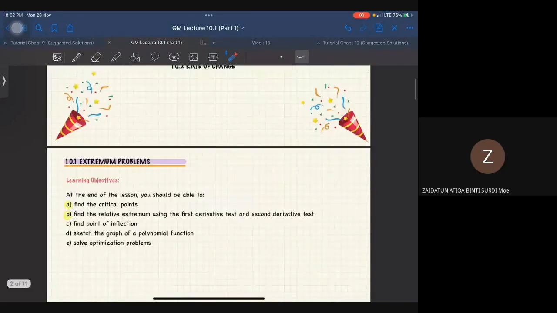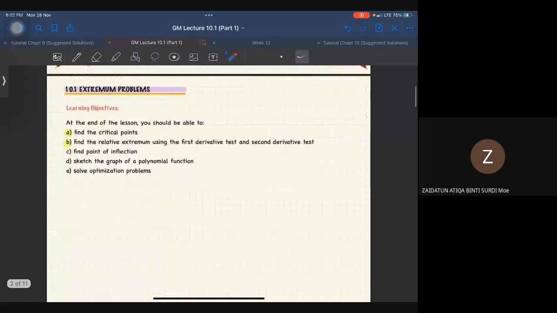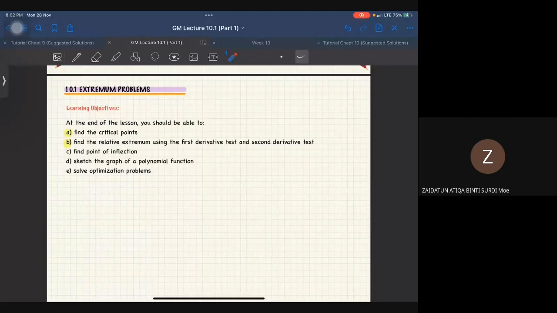Okay, so let's see our learning objectives. Based on 10.1, the total learning objective akan ada 5 lah. So pada malam ini kita nak belajar 2 benda sahaja. You are supposed to learn how to find the critical points. The first one, the part A. And then you need to know how to find the relative extremum using the first derivative test and also second derivative test.